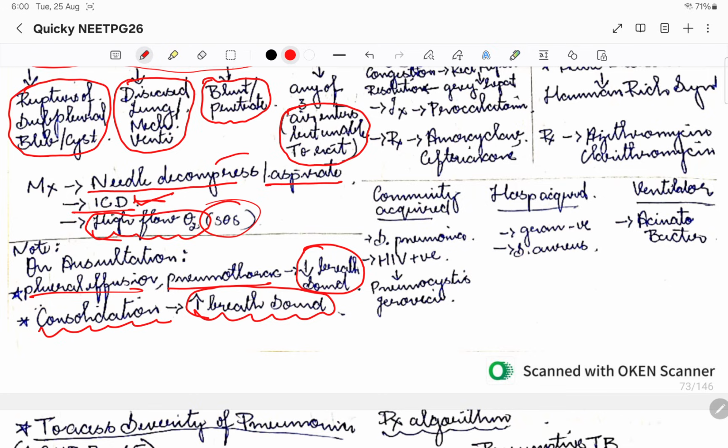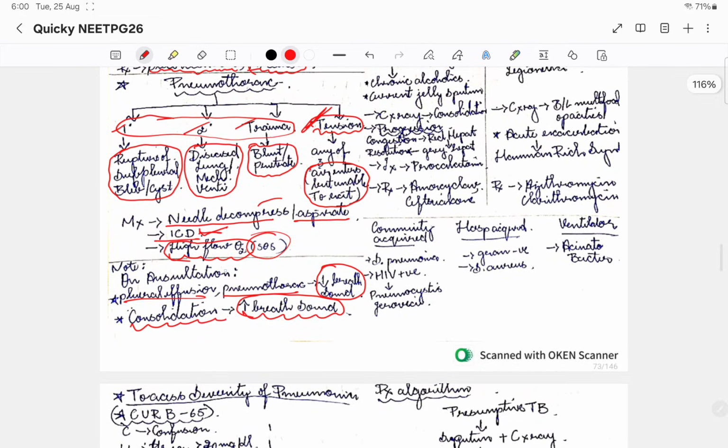So that is why in consolidation there will be increased breath sounds, whereas in pleural effusion and pneumothorax, this is because it is blocking the basic bronchial airway. So that is why we are not able to hear as much as we would normally. Okay, so this is one of the auscultation points I wanted you guys to know.